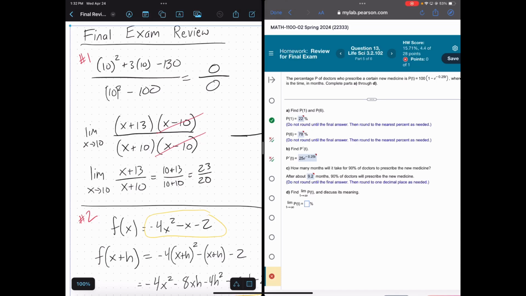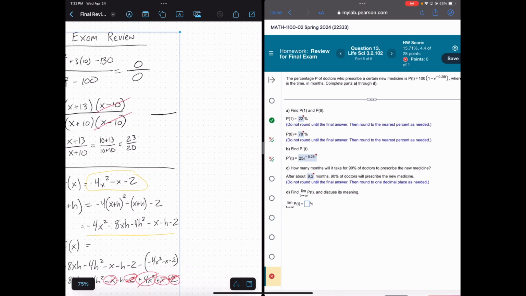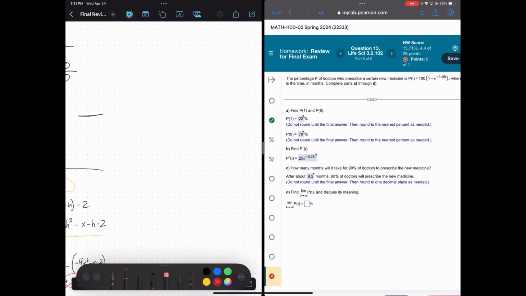I believe we left off on Monday on number 13. So we'll go ahead and start there. And that actually leads us into chapter 3 stuff.